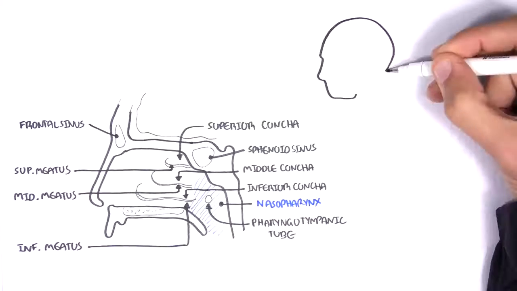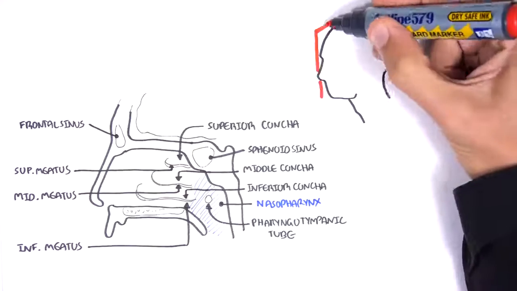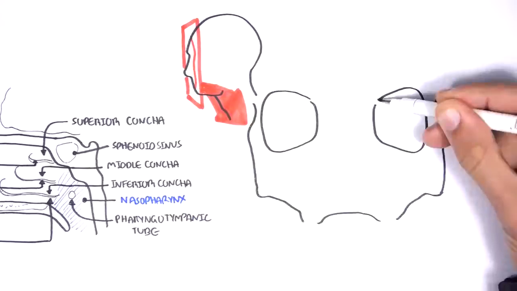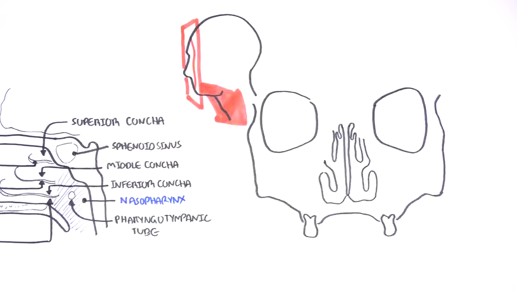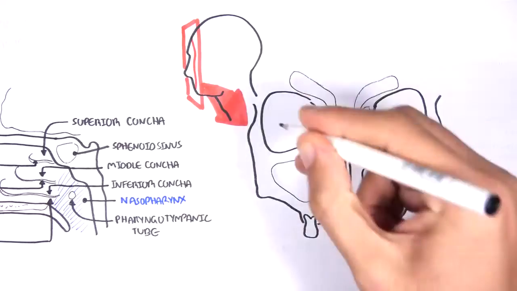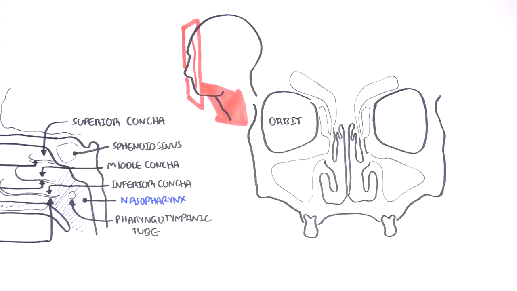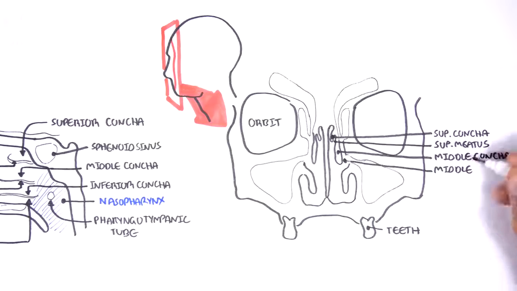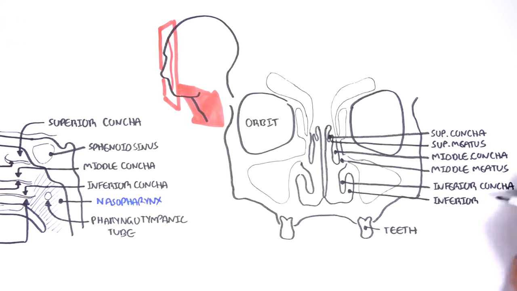Now this is one angle of looking inside the nasal cavity, but let us cut a coronal section and look at the nasal cavity and sinuses from the front. To orientate ourselves, this here is the orbit where the eyeball sits, and here are our teeth. This is your superior concha, behind it the superior meatus. This is your middle concha, behind it the middle meatus. Inferior concha, behind it the inferior meatus.